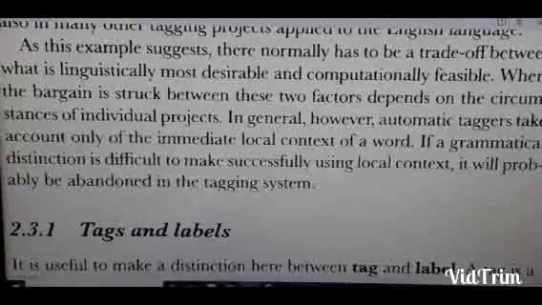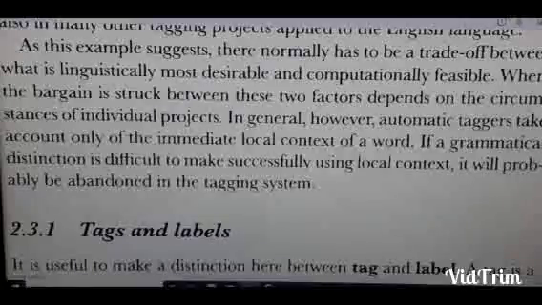As this example suggests, there normally has to be a trade-off between what is linguistically more desirable and computationally feasible. Where a bargain is struck between these two factors depends on the circumstances of individual projects. In general, however, automatic taggers take account only of the immediate local context of a word. If a grammatical distinction is difficult to make successfully using local context, it'll probably be abandoned in the tagging system.